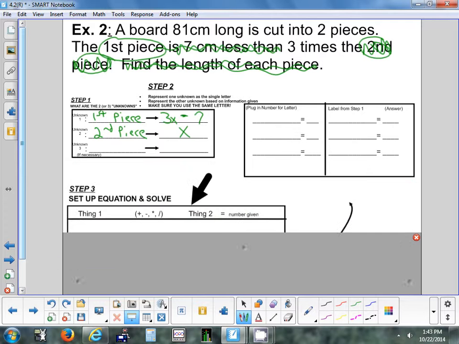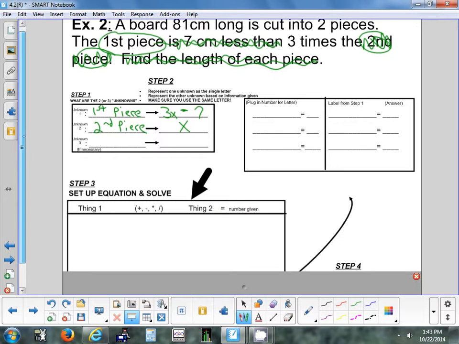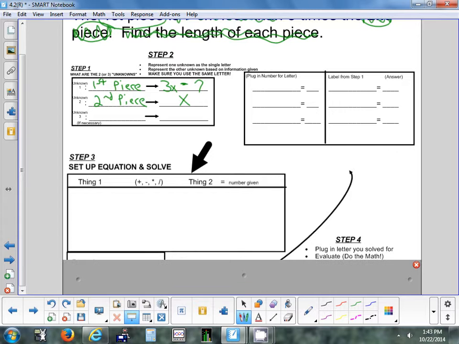Let's go down. Now we're going to set it up. We'll work backwards. How big is the whole board, the whole big long board that we cut? 81. So how am I going to show that when I set it up? It's on the other side of the equal sign, right, Katie? I don't care about centimeters. So I'm going to write equals what? 81.